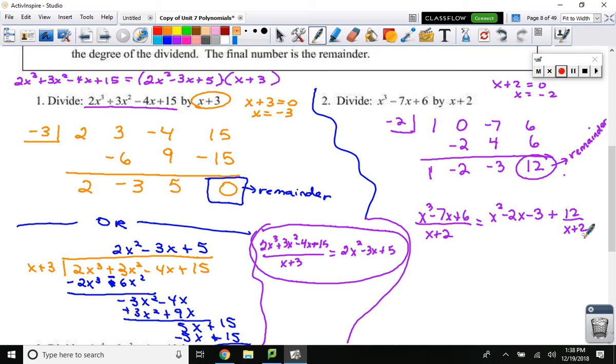One more time? Not sure where you're looking. To know that it's x squared, I'm using these right here. These are the coefficients. I know the coefficients. Starting with x cubed, it's going to be x squared, because I'm dividing by x to the first.